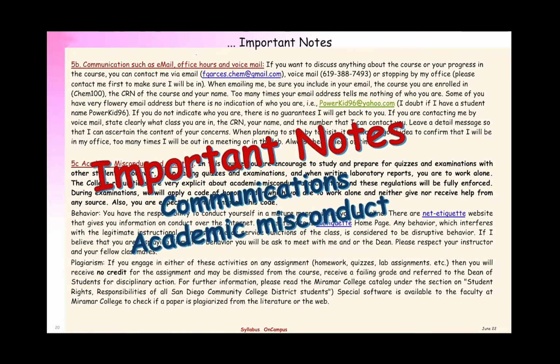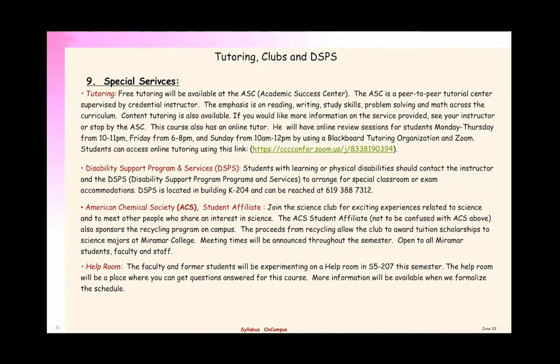Misconduct policy, special services. I think there might be some tutoring at Miramar College, or there might be some tutoring online. There's a resource page that Miramar has in terms of tutoring. I don't know if there's any chemistry tutoring. I'm your best tutor, so if you need any assistance, let me know, and I'll certainly help you out. If you are a DSPS student and you have accommodations, please let me know. I've got to make sure that your accommodations are taken care of.